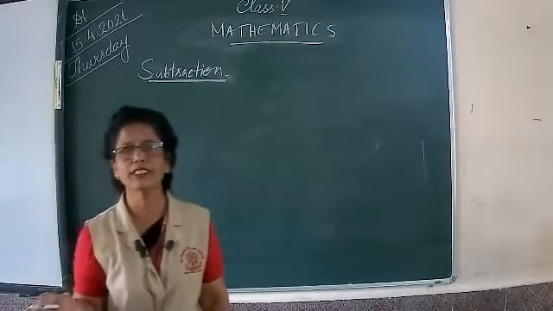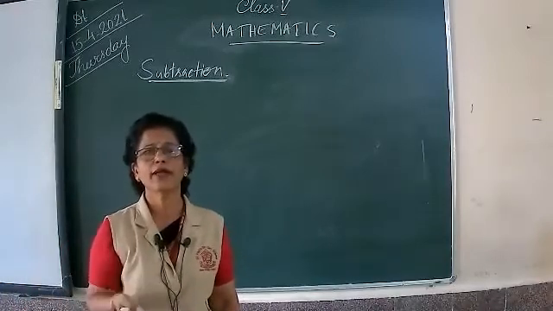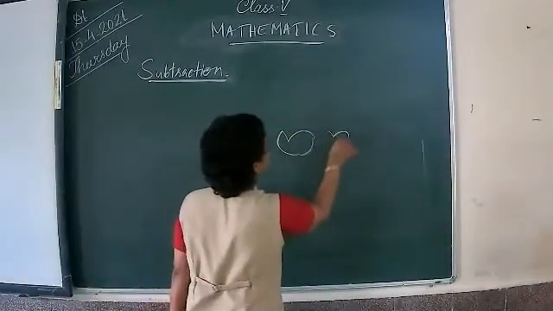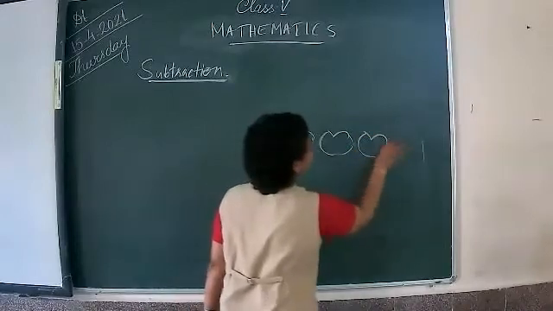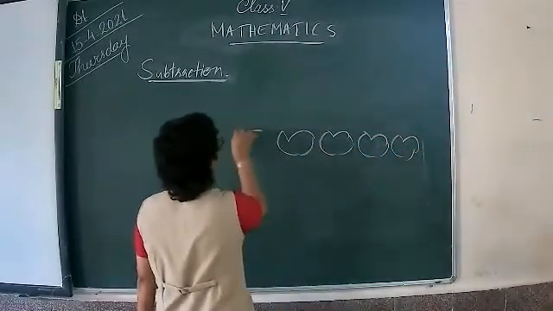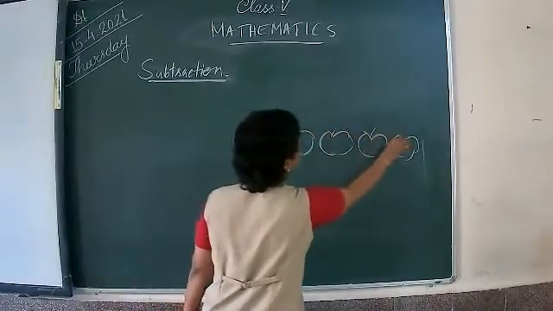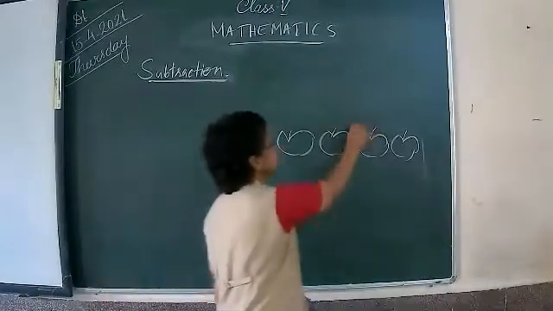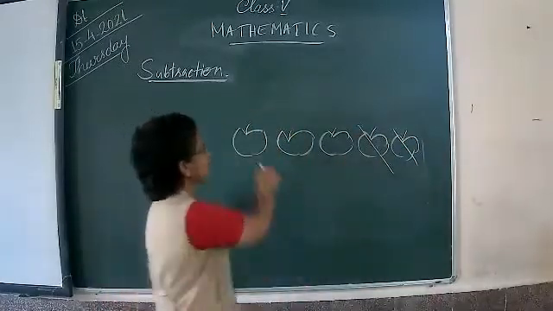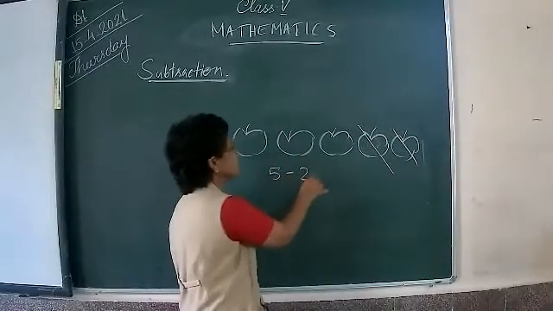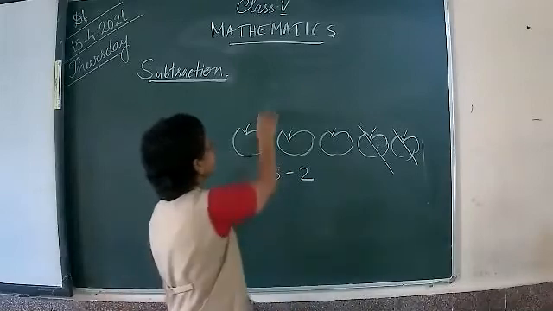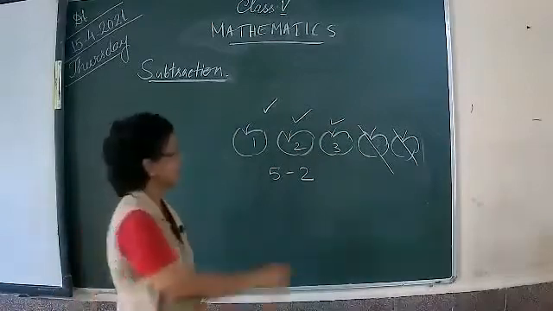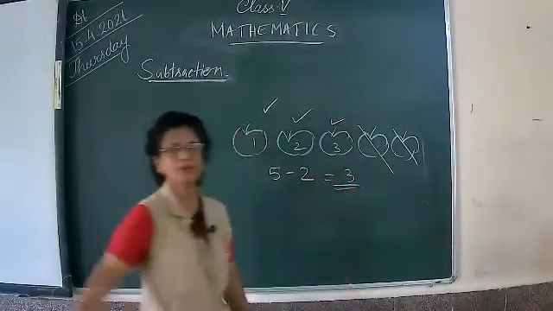In smaller classes, your teacher taught you like this. One boy had 5 apples, and he used to draw the apples like this, isn't it, children? 1, 2, 3, 4, 5. 5 apples there. And he gave 2 apples to his friend, and he used to cut them like this. From 5 apples, he gave 2 apples to his friend. How many are left? 1, 2, 3. 3 apples are left. So this is subtraction.